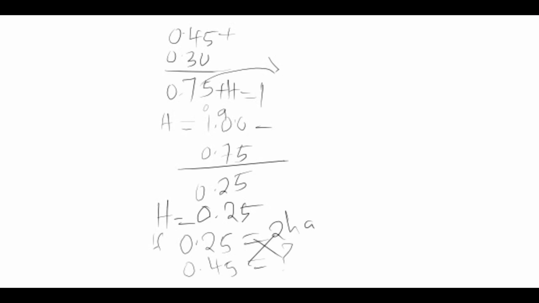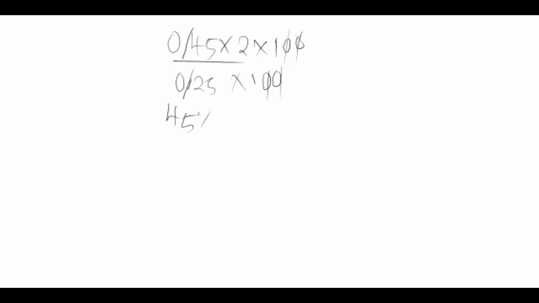So we have 0.45 multiplied by 2 divided by 0.25. To remove the decimal point, we multiply. We have 2 decimal points, so we multiply the numerator by 100, then 100 by the denominator. So the 2 zeros will cancel the decimal point, and the 2 zeros here will also cancel the decimal points. So we have 45 multiplied by 2 divided by 25, and by 5 is 5, by 5 is 9. So we have 9 times 2, which is equal to 18 divided by 5.